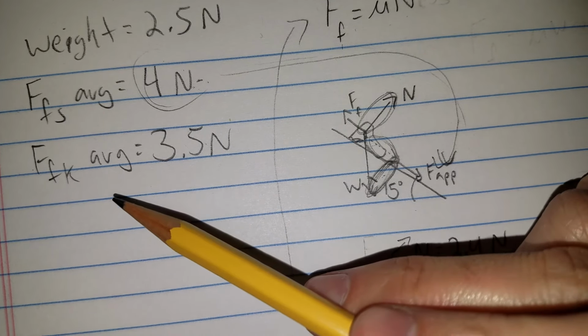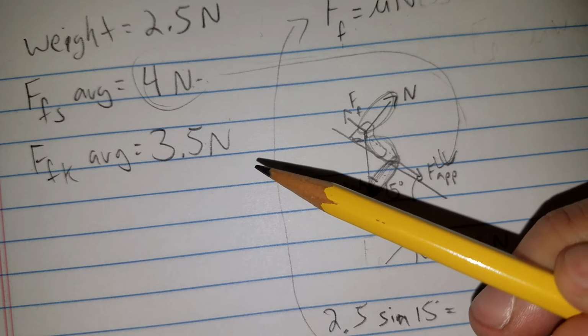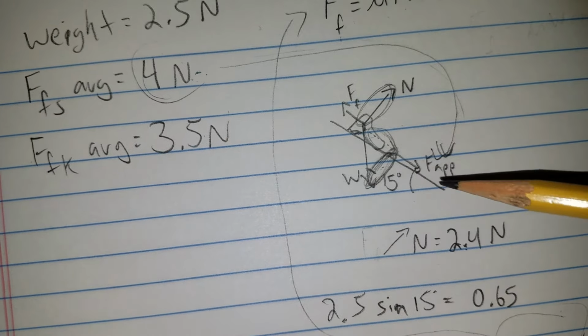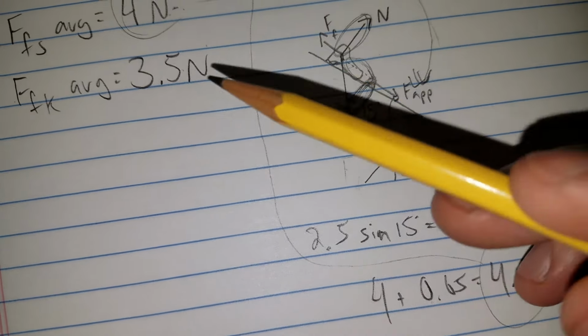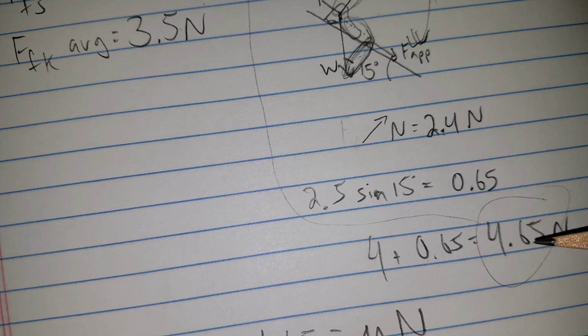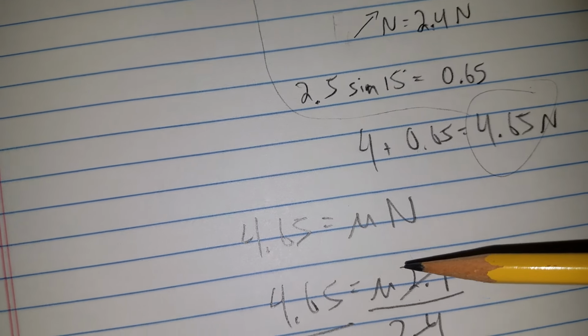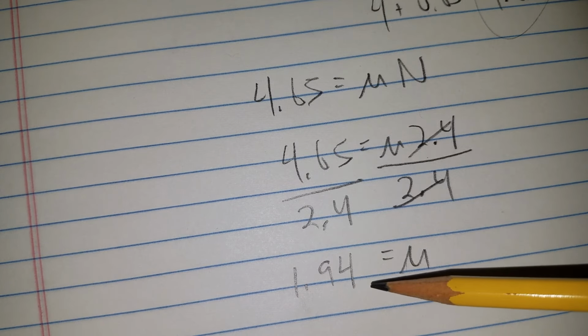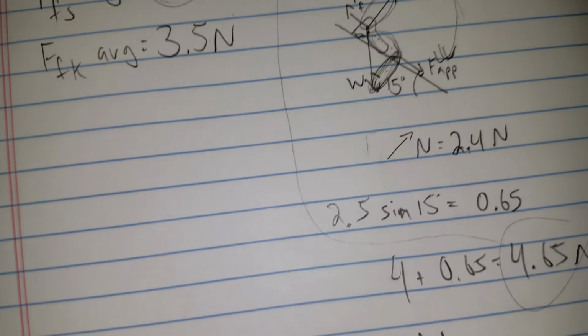So what about for kinetic? We do the exact same thing for kinetic, except that instead of adding in the 4, we would add in the 3.5, and we'll get a slightly lower mu. A slightly lower number. All right, so I hope that helped.